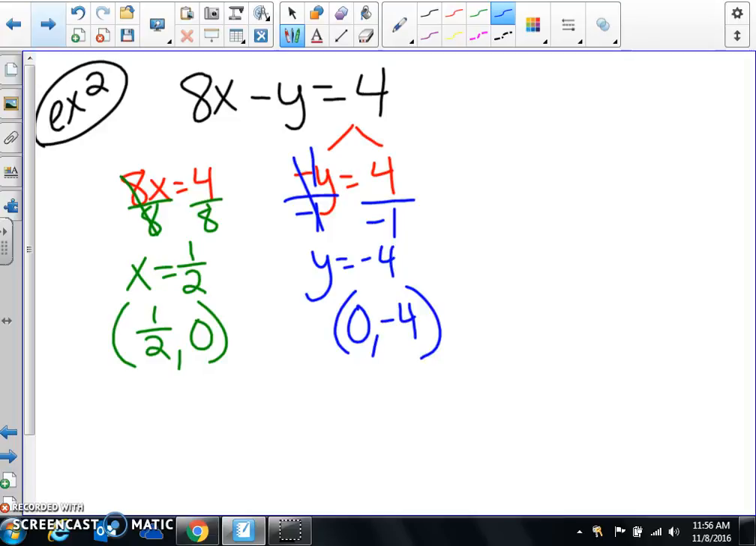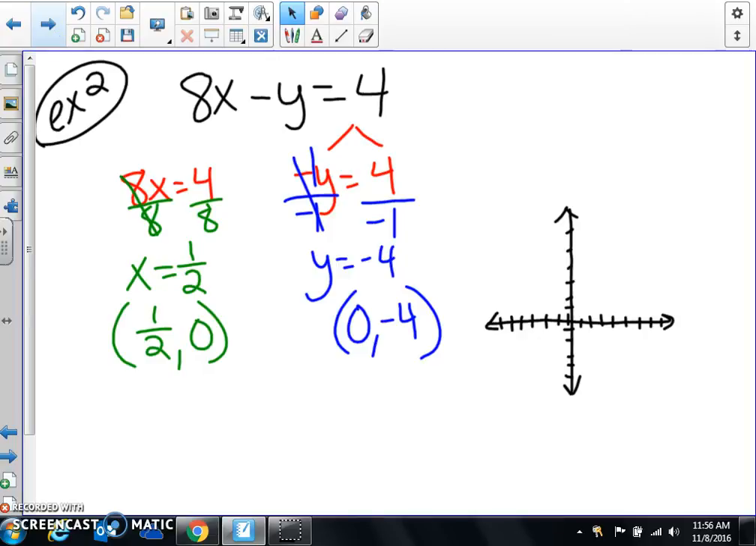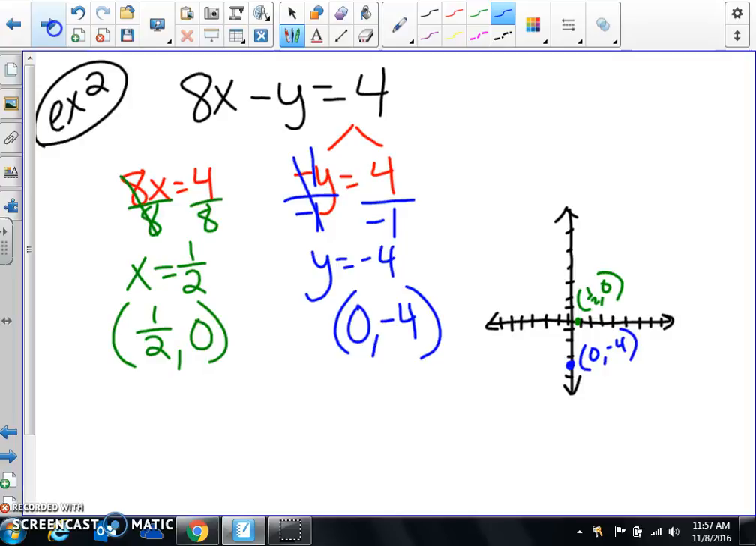Okay? If I were to go ahead and graph those, my x-intercept is at 1/2, so on the x-axis, I go over to positive 1/2, so that's 1/2, 0. My y-intercept is -4, so I have to go down 4 on the y-axis to here. And there we go.